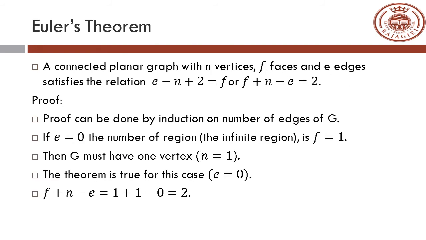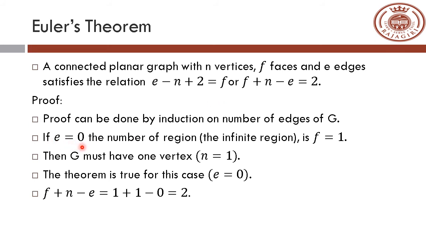Euler's theorem. This theorem is related to a planar graph. The statement is: a connected planar graph with n vertices, f faces and e edges satisfies the relation f + n - e = 2, or e - n + 2 = f. The proof can be done by induction on the number of edges of G.